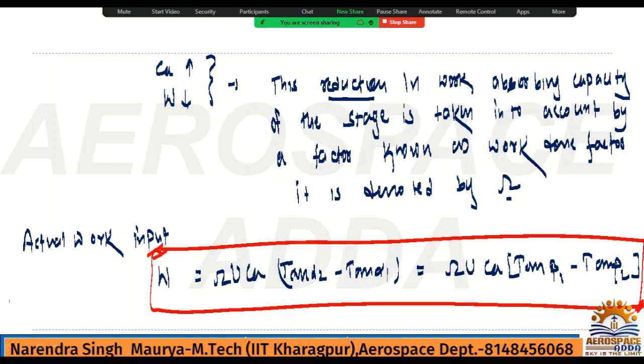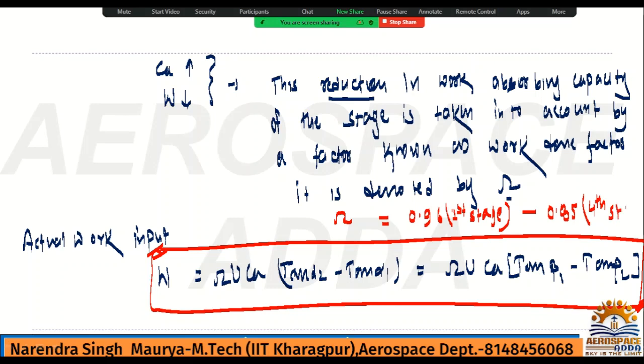And what is the range of this work done factor? So this range of the work done factor, you need to remember, okay? It is 0.96, you can say, for the first stage, and it will go to 0.85 at the fourth stage, just an approximation I mean.